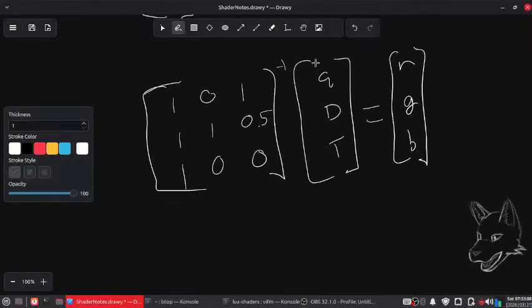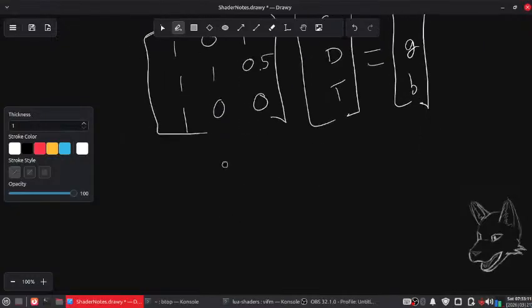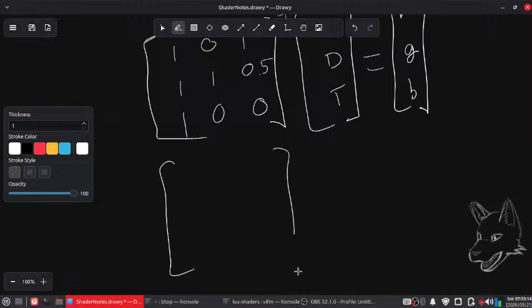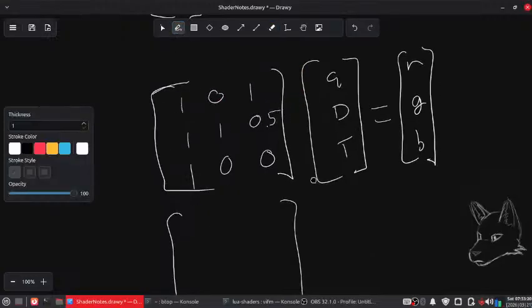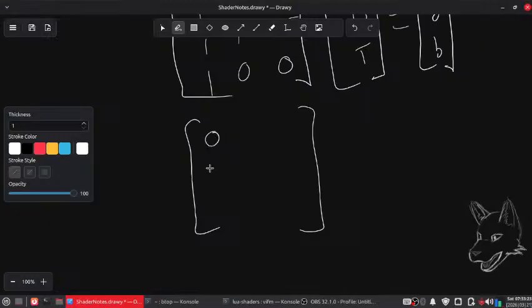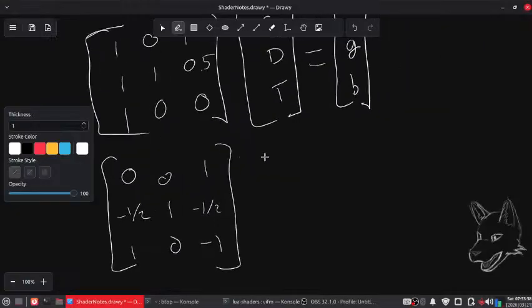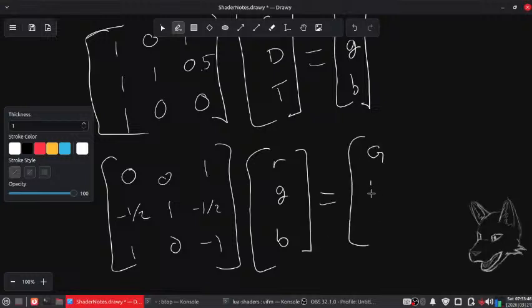So to go from GDT to RGB, use this matrix. To go from RGB to GDT, use a different one, which is 0, minus 1 half, 1, 0, 1, 0, 1, minus 1 half, minus 1. So times RGB equals GDT. Right. That should be it.